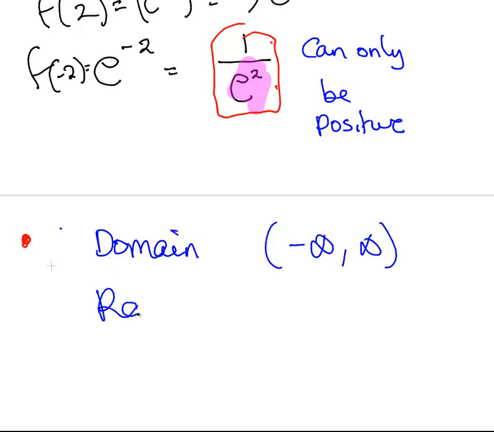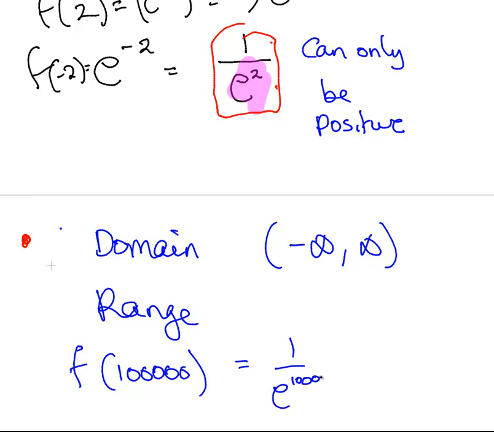Now the range is the possible outputs. We can get a value close to 0. We can put in a really, really large negative input for x, and we get 1 over e to the 1000, or whatever, which will be very close to 0, but not equal to 0. So we can have a value very, very close to 0, but not equal to 0, and all the way up to infinity.